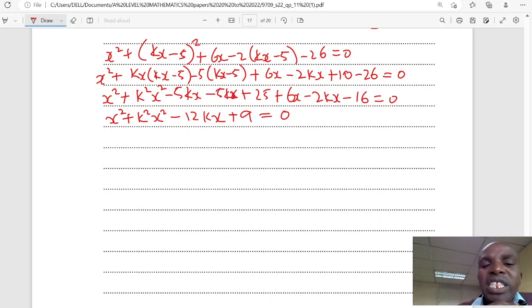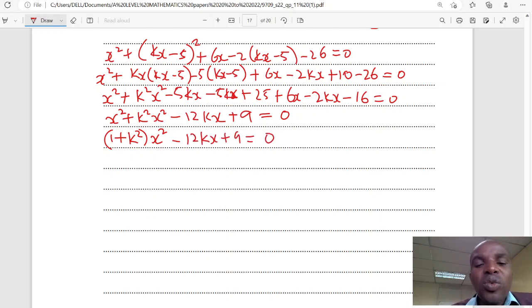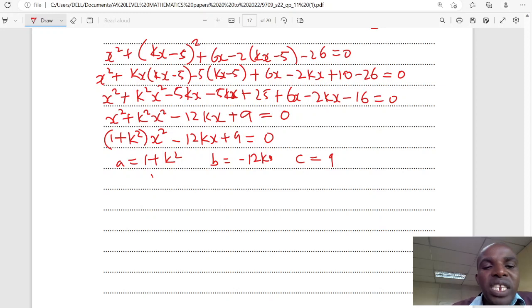Right. Let's express in the form of b squared minus 4ac. Let me factor out x squared here. Expressed in the form ax squared plus bx plus c is equal to 0 first. So (1 plus k squared)x squared minus 12kx plus 9 is equal to 0. Then my a is 1 plus k squared, my b is negative 12k, and my c is 9. So I can say b squared minus 4ac is greater than 0. These are the sets of values.